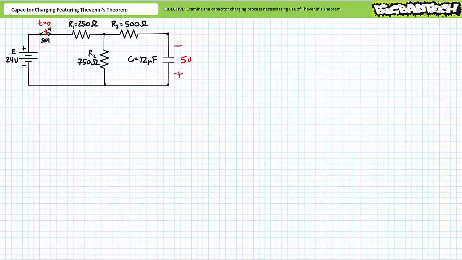Let's try another illustrated example problem. This one not nearly as detailed as the last. All I want you to do is come up with Thevenin's equivalent circuit seen by this capacitor and then model the charge process for the capacitor.